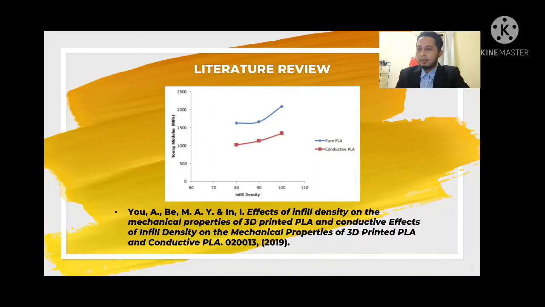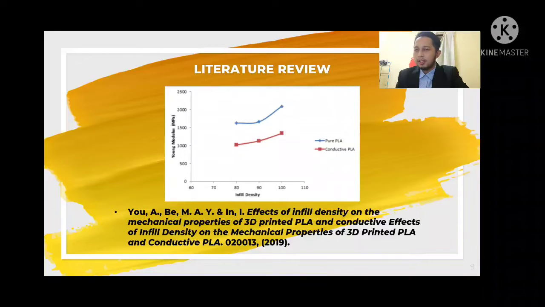For past studies done on the effects of infill density on the mechanical properties of 3D printed PLA and conductive PLA, this study aims to find out the optimal infill density of PLA and conductive PLA.